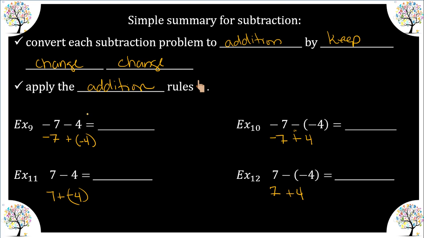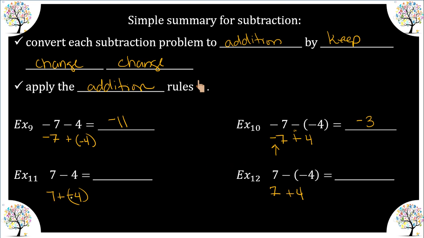So subtraction requires a little bit more thinking. So we have changed all of our subtraction problems to addition by keep, change, change. Now we have negative 7 plus negative 4. Signs are the same, so we add and keep the sign. Number 10, signs are different. We subtract and keep the sign of the one we have more of. We have more negatives, so we have negative 3.